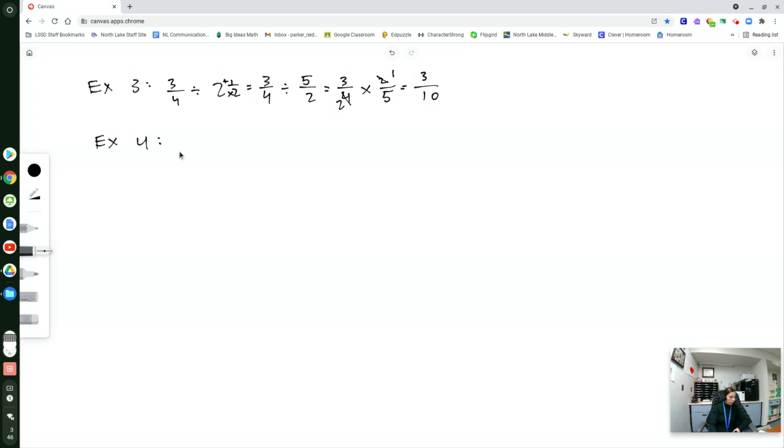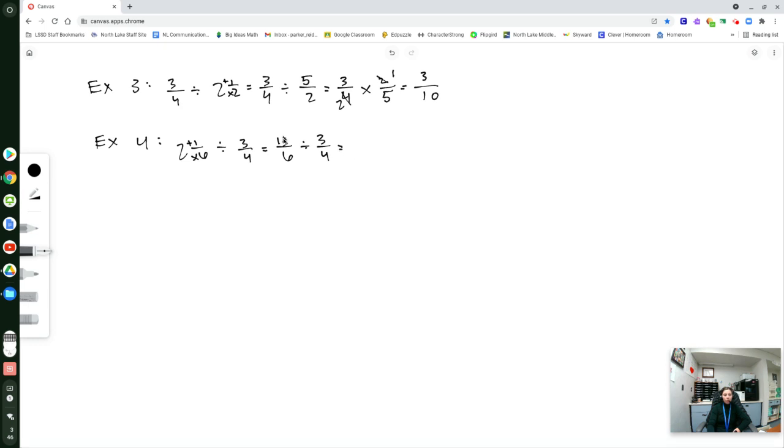Example 4. We have 2 1/6 divided by 3/4. So step 1, let's change any mixed numbers, in this case just the 2 1/6, into improper fractions. So multiply. 2 times 6 is 12. Add 12 plus 1 is 13. Denominator stays the same, it stays as a 6. And this 3/4 can just get left alone.